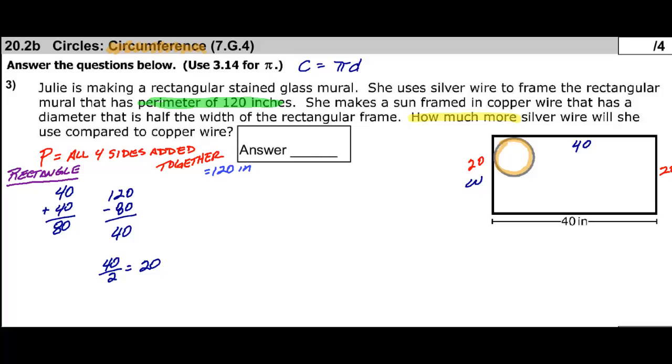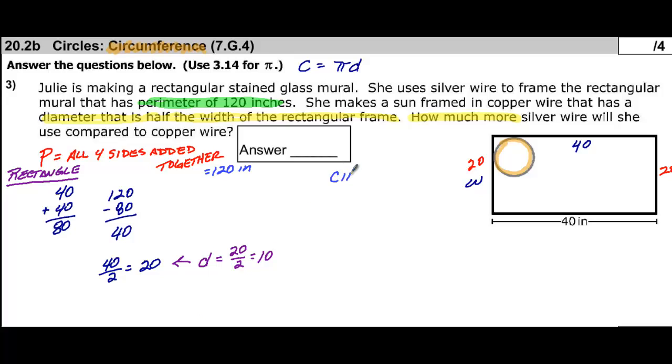And since the diameter of the circle is half the width of the rectangle, all right, diameter is half the width of the rectangle, then the diameter has to be half of 20, which is 10. All right, now we're ready to do the circle.